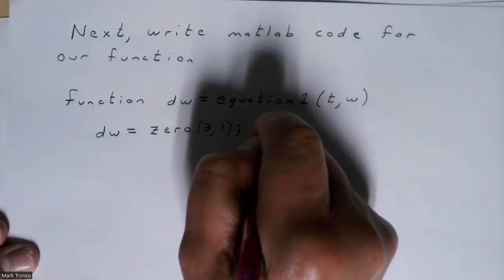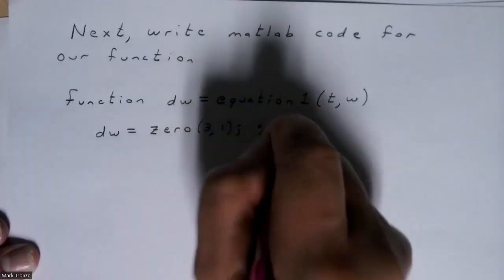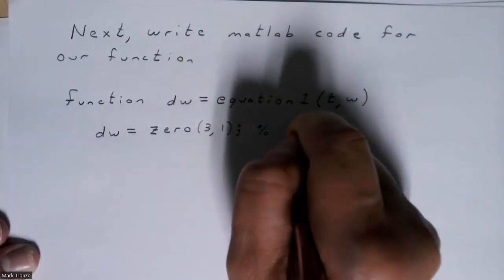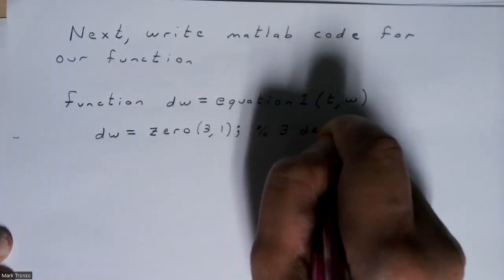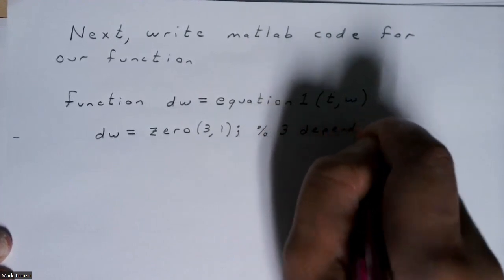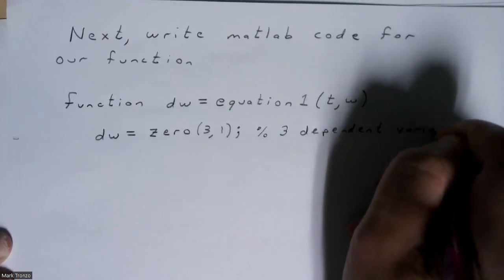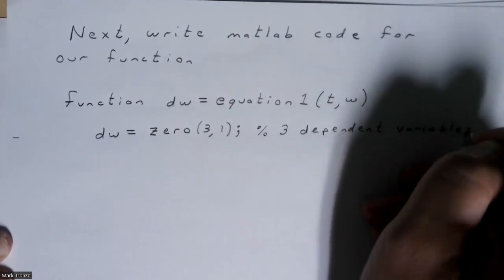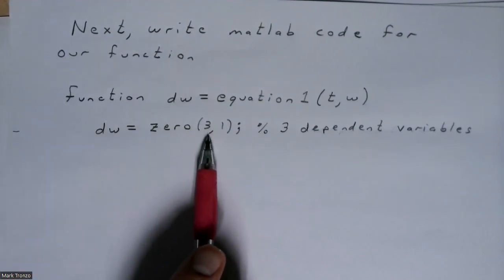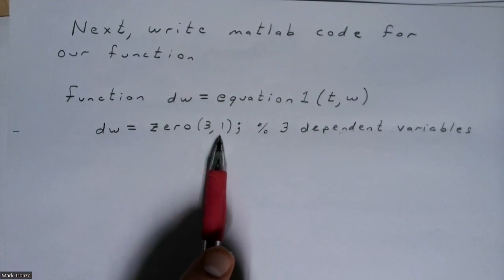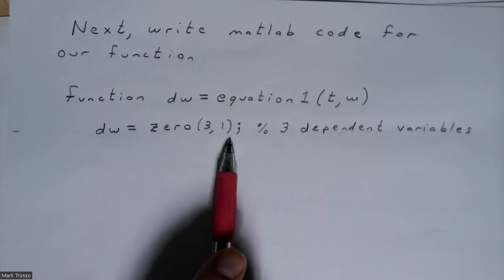And remember, Matlab, you can use a % sign for a comment. It won't try to execute something after a % sign. So again, this will be 3 dependent variables. And so this will be like a column matrix. So this will be the 3 here, and then just always keep this at 1. If you had 5 dependent variables, this would be 5, 1.